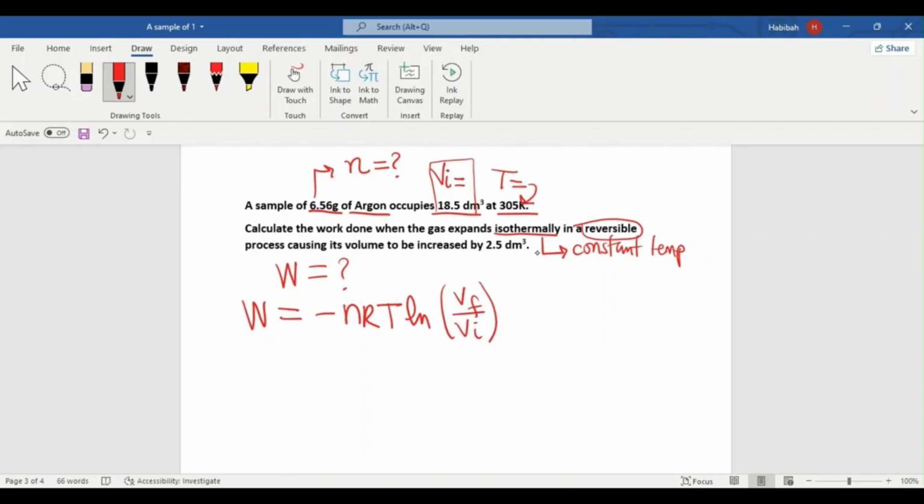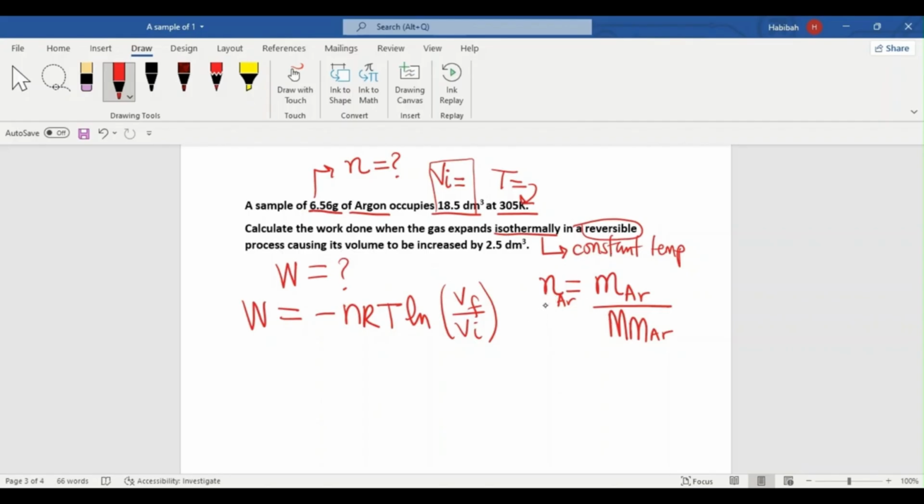We have the number of moles, which is the mass of argon divided by the molar mass of argon. So we have to determine that. We already know what the temperature is because we have that here. We have what the V initial is. We can determine the V final because it said its volume is increased by 2.5 dm cubed. We can determine that as well.